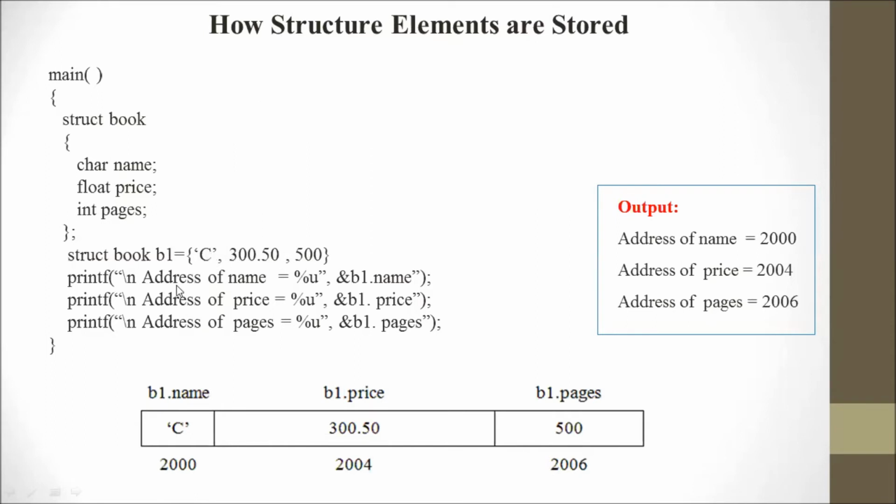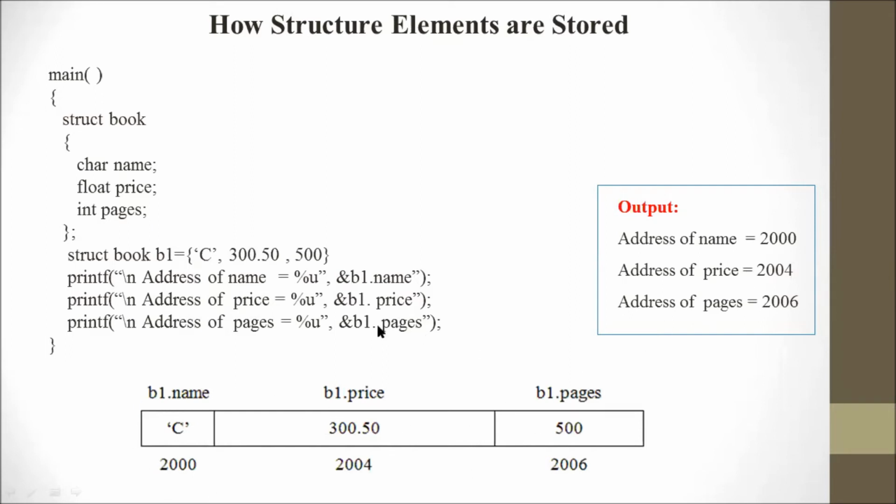So we will print the address of name. This will print the address of name, this will print the price address, because we use the address operator. So this will print the address of the variable. This will print the name address, this will print the price address, and this will print the pages address.